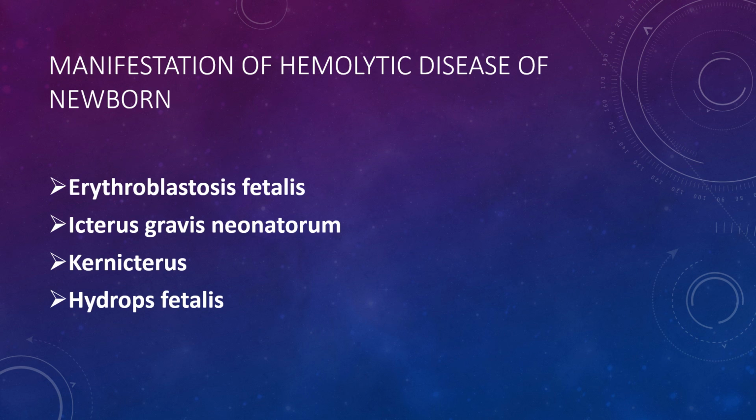And the fourth one is hydrops fetalis, the severest form of manifestation of hemolytic Rh incompatibility. In this hydrops fetalis, there may be intrauterine death, or even if the child is delivered at term, the child will not survive after birth.